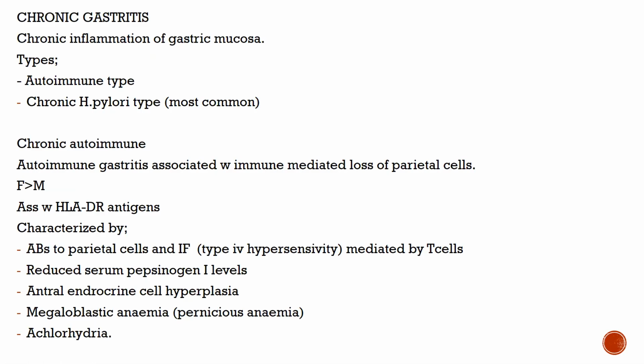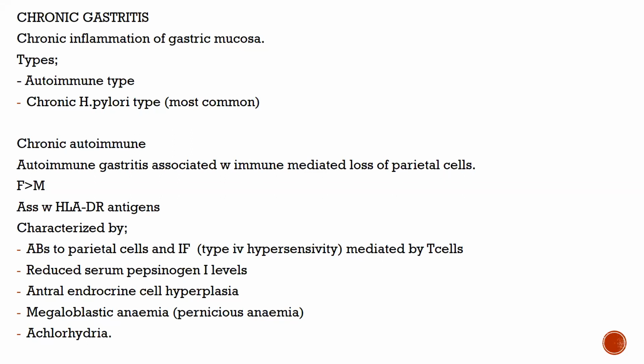Going to the chronic inflammation of the gastric mucosa. It has two types. It has the autoimmune type, and then it has the chronic H. pylori type. Now this one is the most common type, usually. So let's start with the autoimmune gastritis.